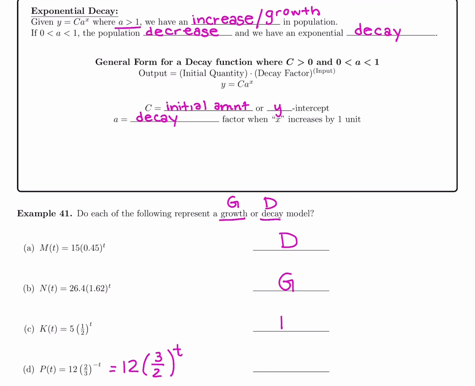And now that we see it like that, we want to figure out, is 3 divided by 2 less than 1 but bigger than 0, so that we can call it decay, or is it bigger than 1, so we should call it growth? And 3/2 is 1.5, so this must be growth.